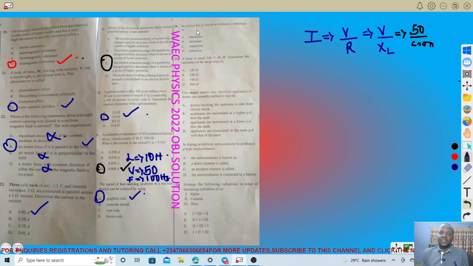Now, in a series RLC circuit at resonance, impedance is minimum, right? So XL is equal to XC, right? So everybody can do that. You know the meaning of that. So we can move on.